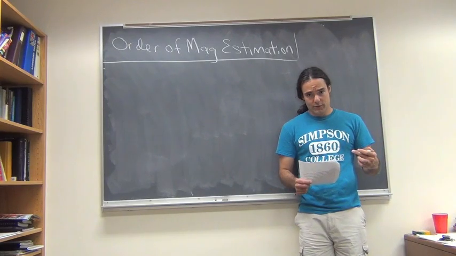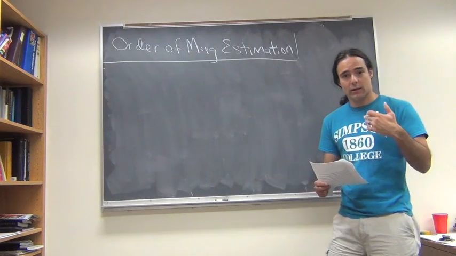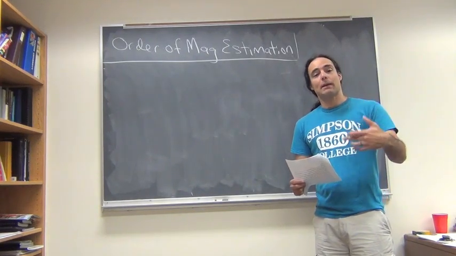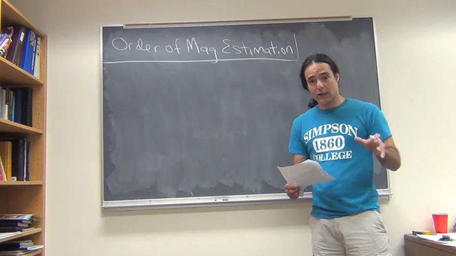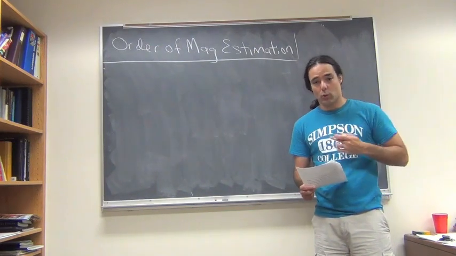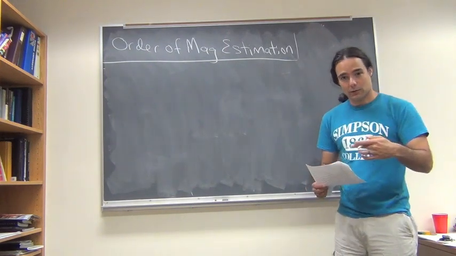We've talked about orders of magnitude, figuring out roughly how big some physical quantity is. We should be able to estimate, and I'm going to expect you to be able to estimate any physical quantity to within an order of magnitude. So that's a power of 10 above or below.